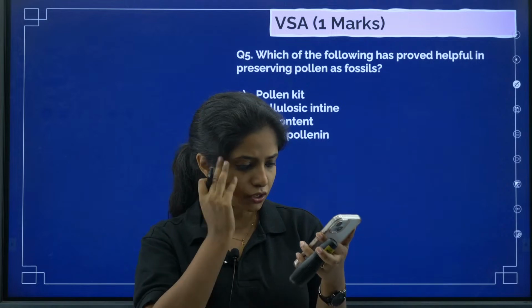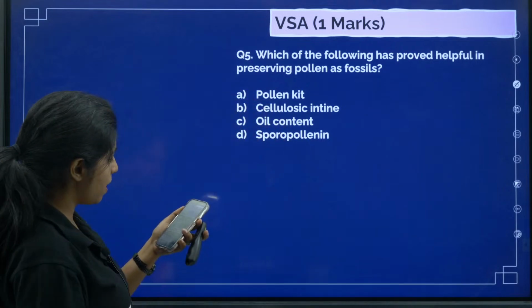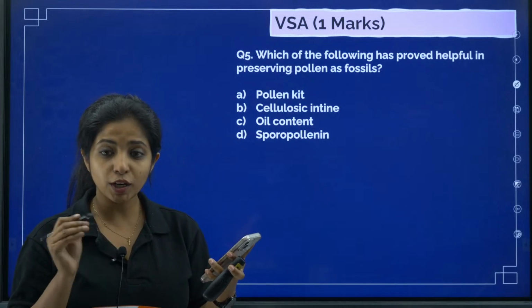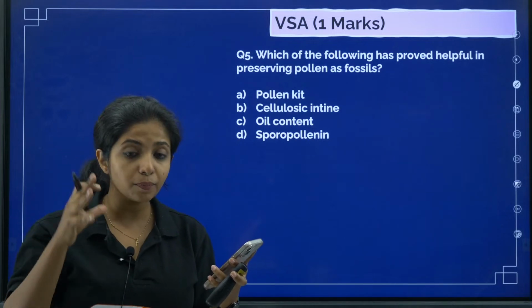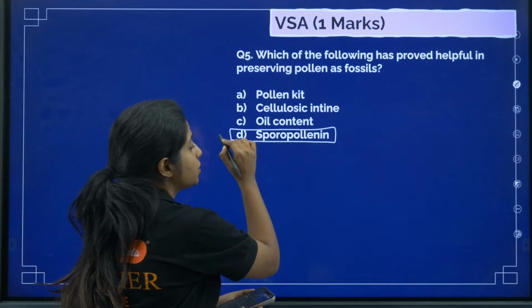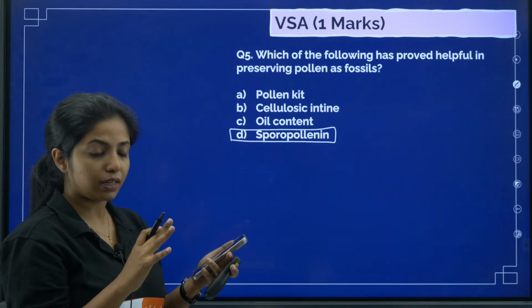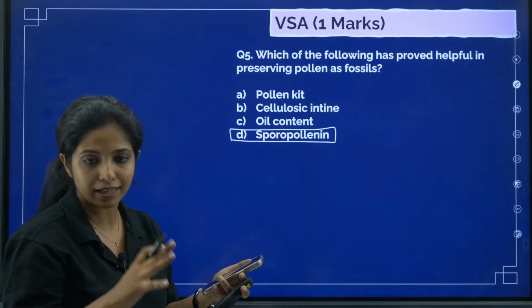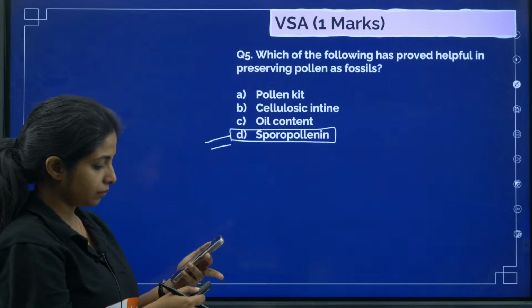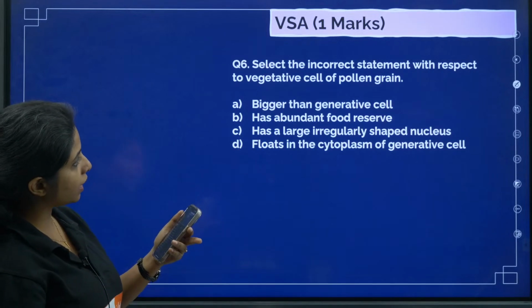Sunil Chavan says it's A. Baba, can you check once more? Which of the following has proved helpful in preserving pollen as a fossil? I told you there is a pollen wall that does the preservation. It helps in preserving it, keeping it really, really safe. Aman is also correct. So please check, okay? This is the answer. Chalo, moving ahead to the next question.